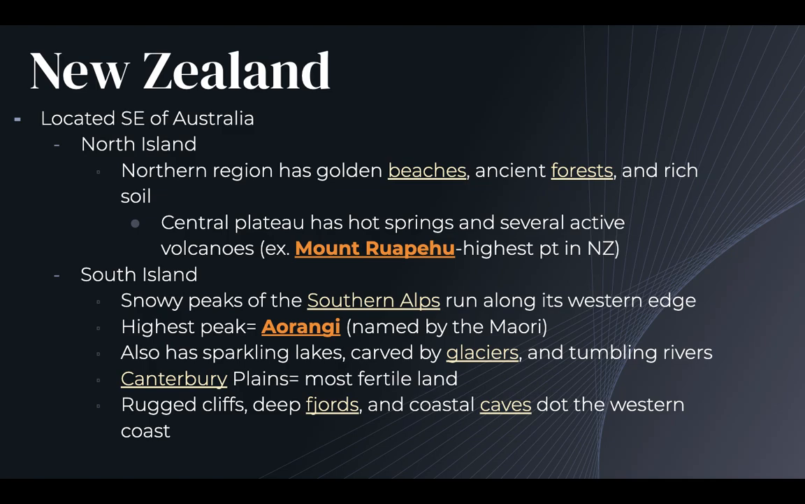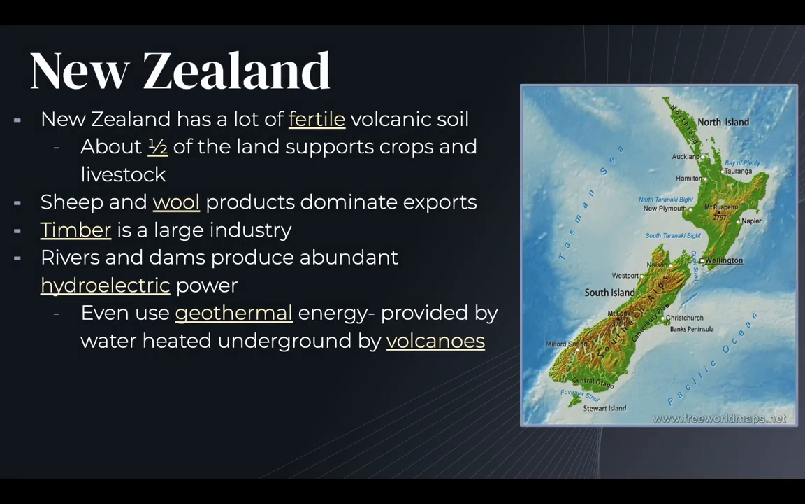One is the Canterbury Plains, and that's where the most fertile land is. So this is where most of the agriculture happens in New Zealand. But along the western coast, there's all kinds of rugged cliffs, deep fjords, and then coastal caves all along that coast. And so this right here, you can see this is the North Island, and then the South Island. You see the Southern Alps goes right through it there. Canterbury Plain, right there.